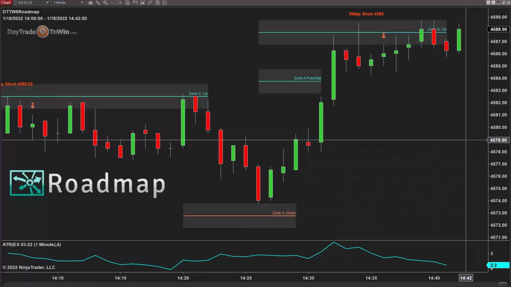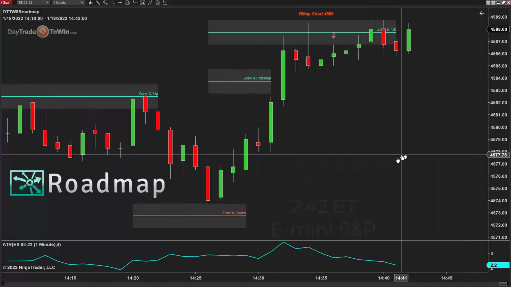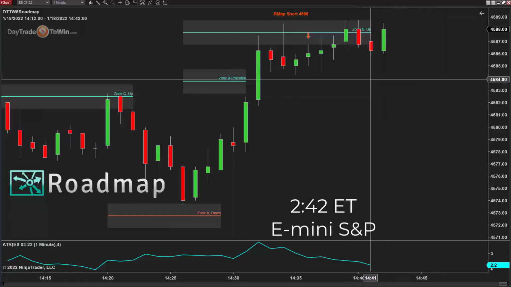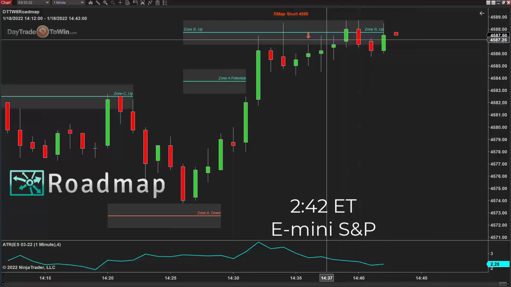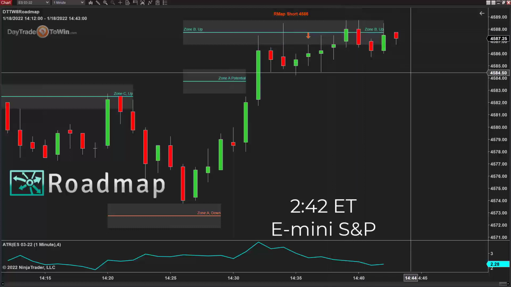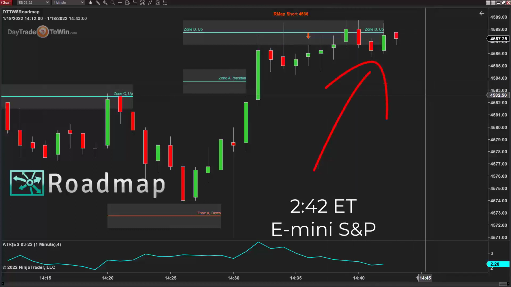So looking at where we are right now in the market, it is about 2:40 in the afternoon, and the market is getting stuck here in what is called a roadmap zone. This is software available at DayTradeToWin, which basically indicates that there is some indication of resistance. Really, it's manipulation that's happening.